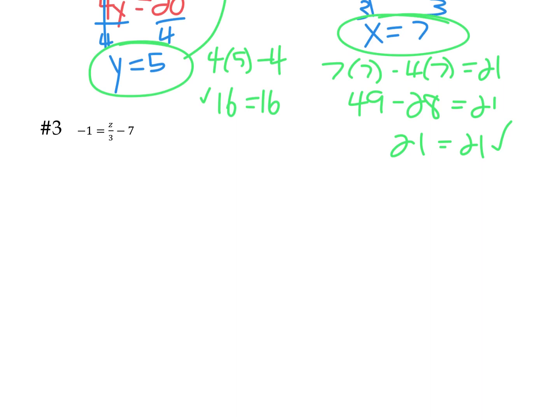So in this instance, we have the z just on the right side of the equal sign. There's nothing to simplify, no like terms to add or subtract. So I can use my inverse operations to add 7 on both sides, cancel out the minus 7.